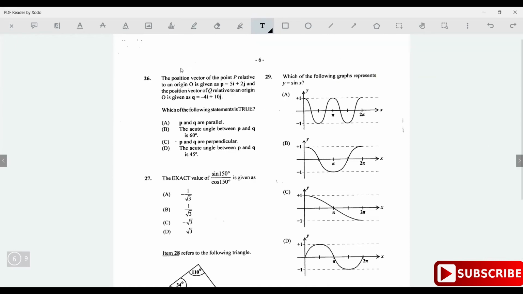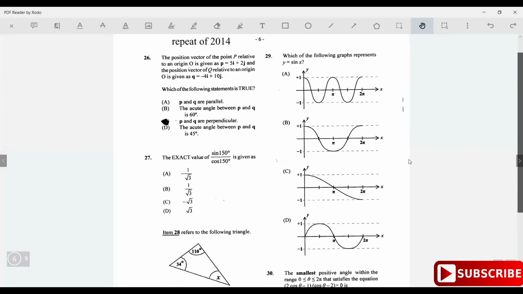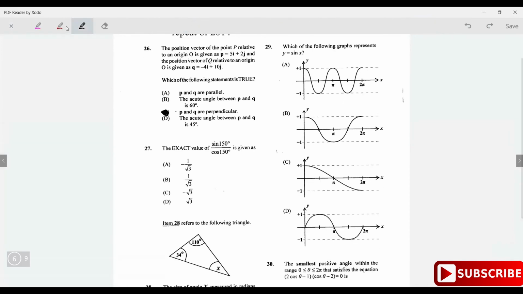All right, this one is also another repeat. This is a repeat of 2014, and we found that these two vectors were perpendicular. All right, not reworking repeat questions, those are perpendicular. Question 27, it says sine 150 over cos 150, and sine over cos is tan, just the tan of 150. Tan of 150 is negative 1 over root 3.